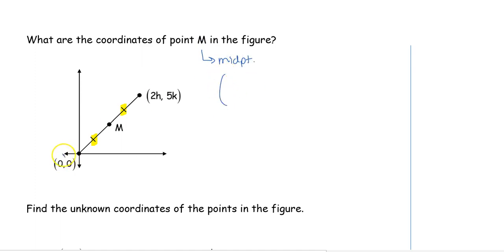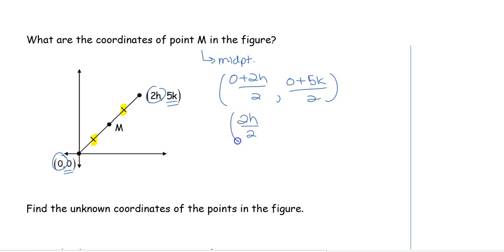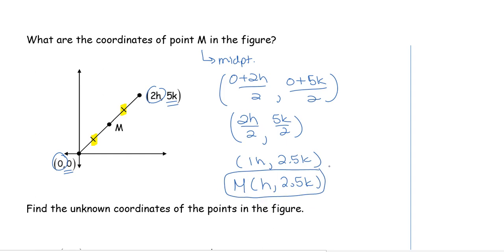Our midpoint formula, we add the x's. So 0 plus 2h divided by 2. We add the y's. 0 plus 5k divided by 2. So that gives us 2h divided by 2, 5k divided by 2. 2 divided by 2 is 1h. 5 divided by 2 is 2.5k. Therefore, the coordinates of M are going to be (h, 2.5k). So yes, we have variables in our answer, but you notice that we did the same process that we did if we just had numbers and not variables.